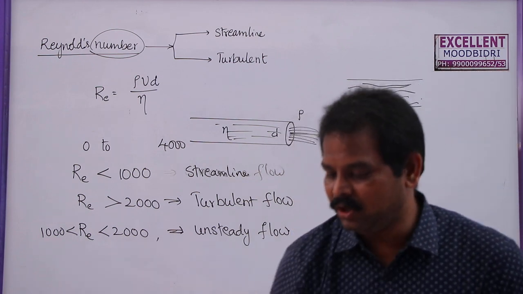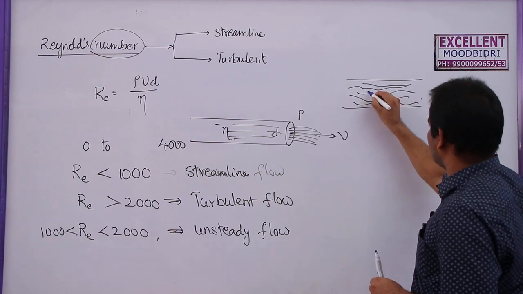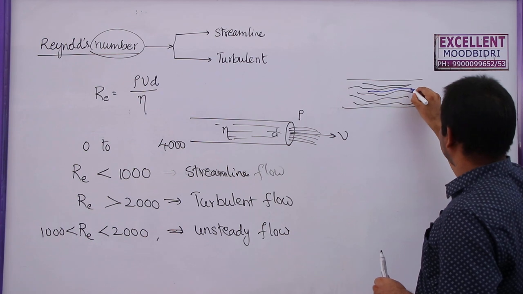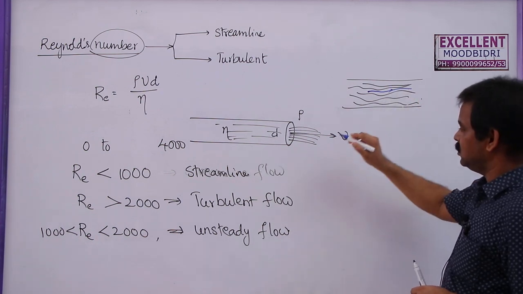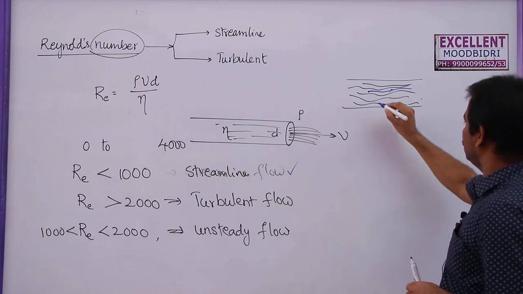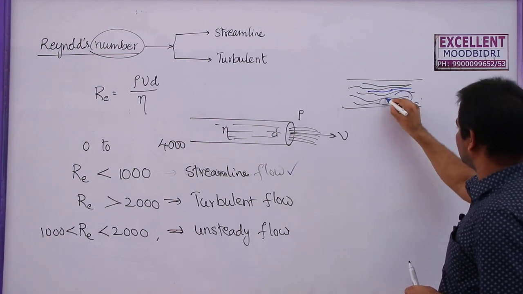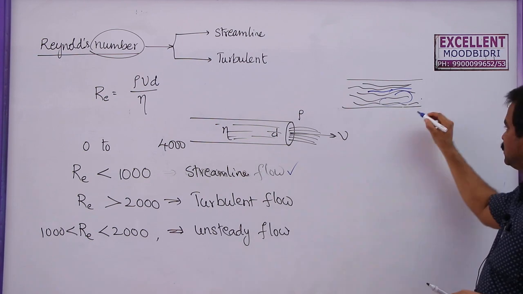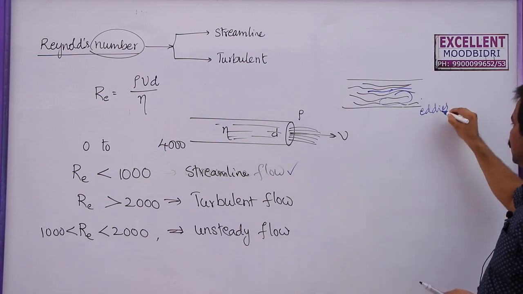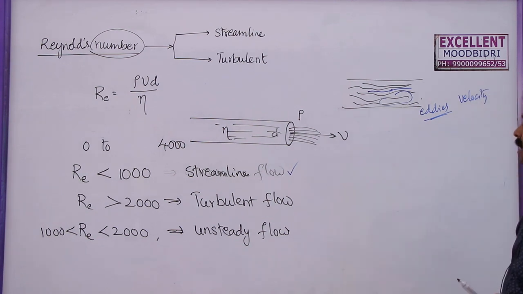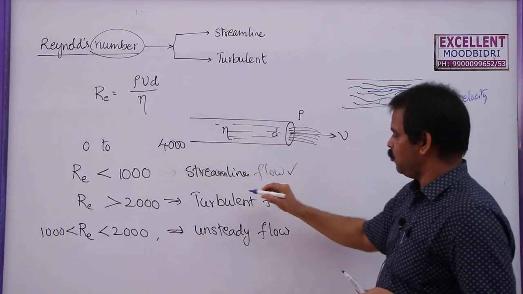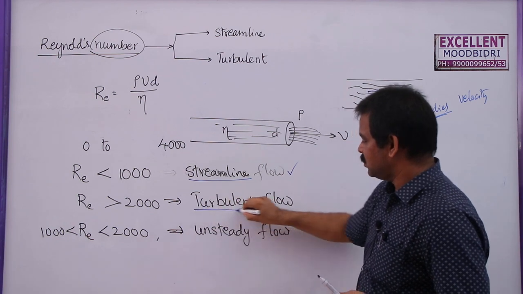If you keep a thread here, and the thread moves in a single direction, then it seems to be the streamline flow. If the thread comes in this direction, that means whirlpools and eddies may take place. Because of the difference in velocity, we can decide the flow as a streamline flow or a turbulent flow.